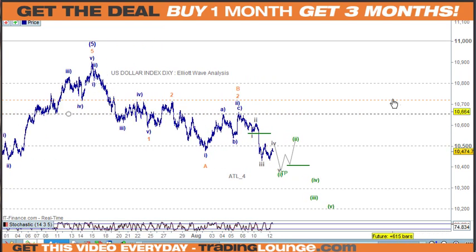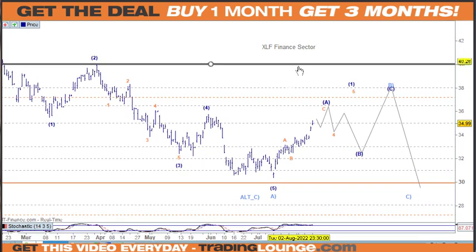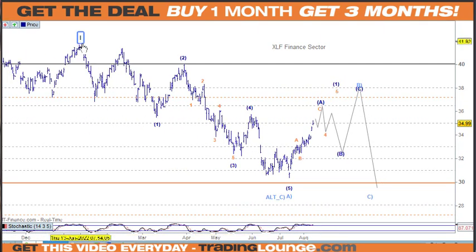And that's going to make a difference to the rest of the world. If we just have a quick look around the block here at the sectors, this is the finance sector here. So we can look at the finance sector, the banks as well, as an ABC down here and have an alternative C wave here.